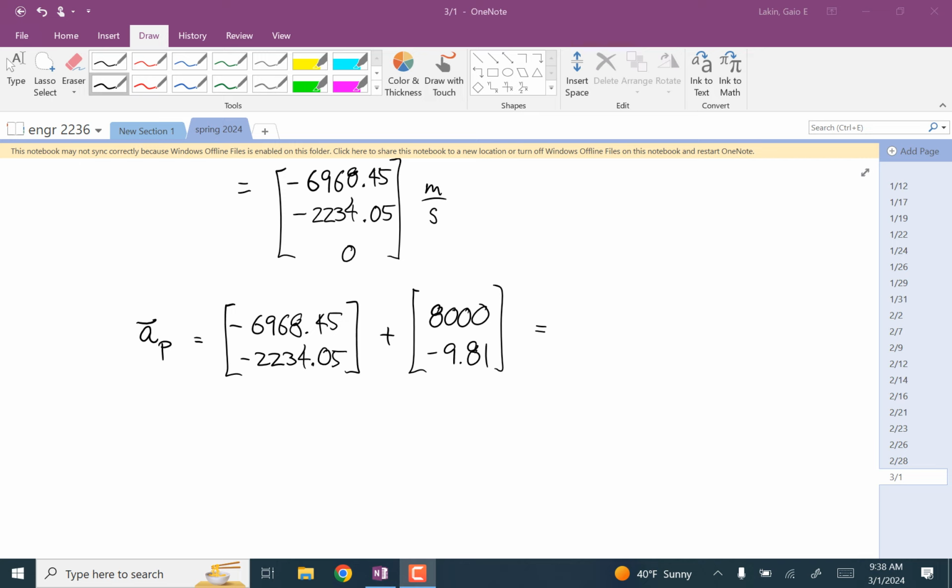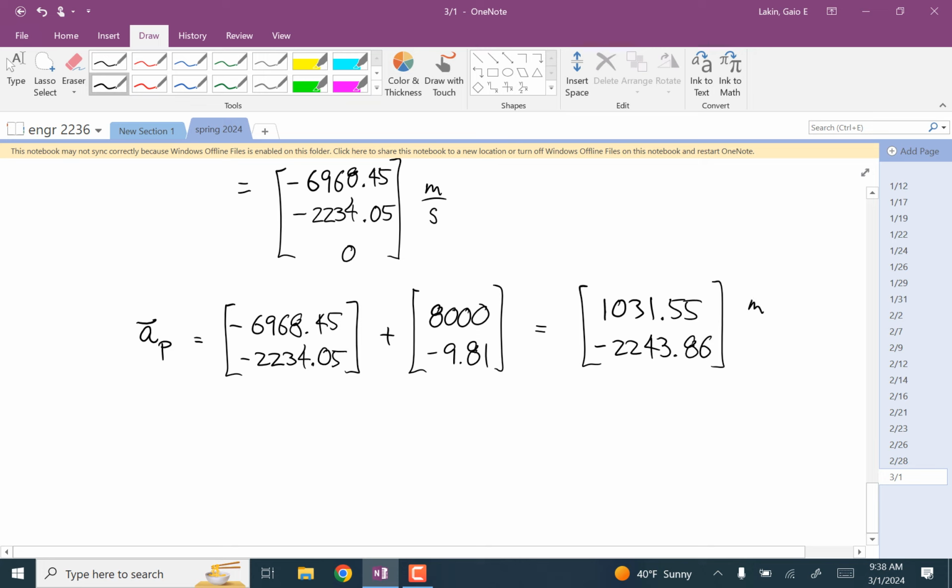8,000, negative 9.81, and you get an acceleration of 1031.55, negative 2243.86 meters per second squared. Any questions about that?